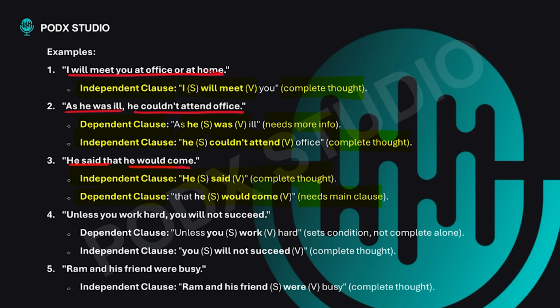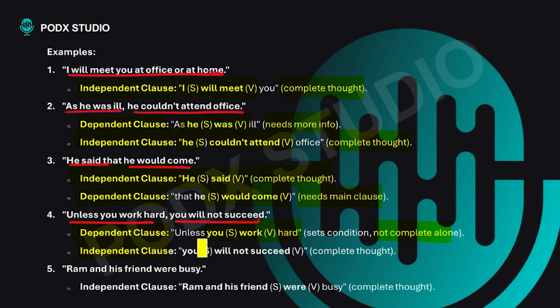Okay. Let's move to the fourth one. Unless you work hard, you will not succeed. Here again the subject is you, and the verb is work. It will have the subject plus verb combination as well. Work is a verb, and hard. "Unless you work hard" is a dependent clause. It sets a condition, not complete alone. It is again not sure, not giving the meaningful sense.